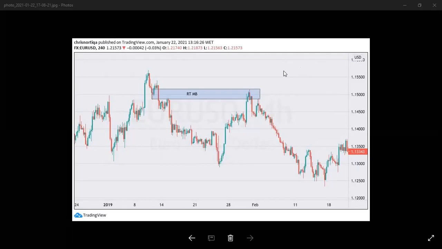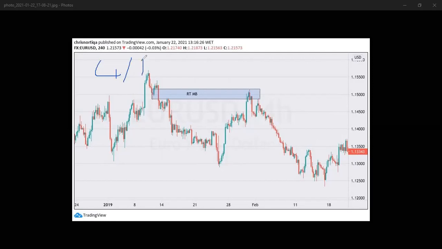Are the breakers and mitigation blocks stronger with lower time frame order blocks? What do you mean by that? Because for us, our key levels are on 4 hour and 1 hour. That's where we mark our order blocks, our breaker, our mitigation block. Then when price comes back, you go to lower time frame and look for an order block or a return to mitigation block or return to breaker. Everything that you do should always have a high time frame support.